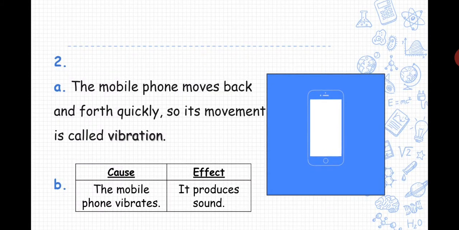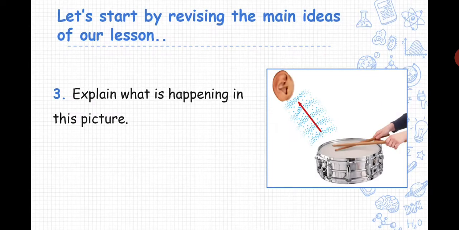So the answer is, for part A, the mobile phone moves back and forth quickly, so its movement is called vibration. And for part B, if the cause is that the mobile phone vibrates, the effect will be that it will produce sound. I hope it's clear, my dear. Let's move to question number 3.